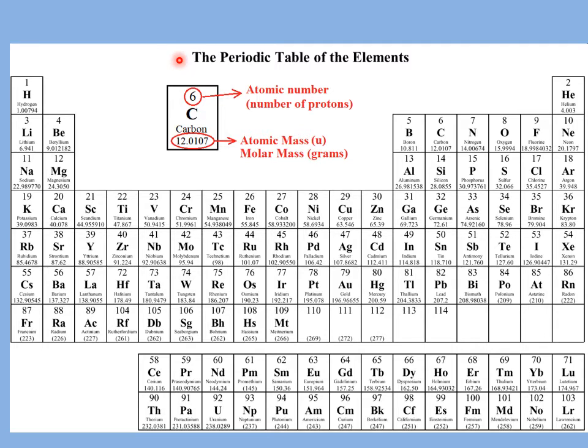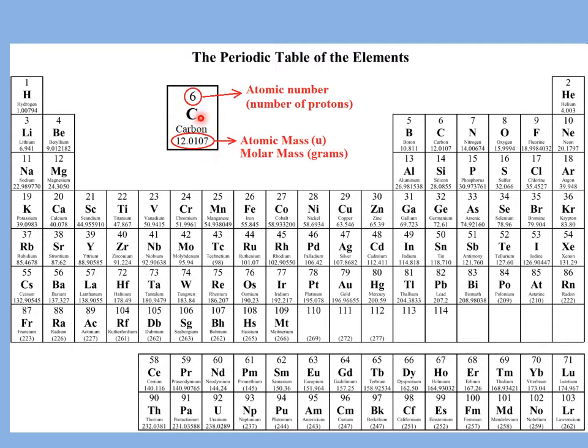So going back to our periodic table of the elements, now we can see that for each of these elements listed here, remember, the atomic number is the number on top. That's Z. That tells us how many protons. Underneath here, this number is the actual atomic mass in units of U, atomic mass units.